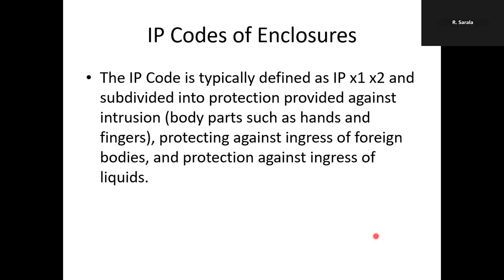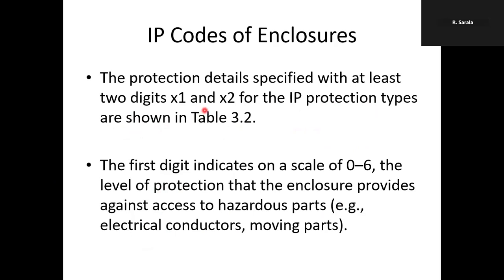IP codes are typically defined as IP by 1 by 2, and are subdivided into protection provided against intrusion, that is, parts such as hands and fingers in the body; protection against ingress of foreign bodies like oils and diesels; and protection against ingress of liquids, which we will see. There are at least two digits, X1 and X2, for the IP protection code. In the table I will show you.